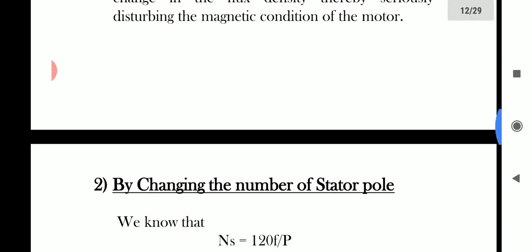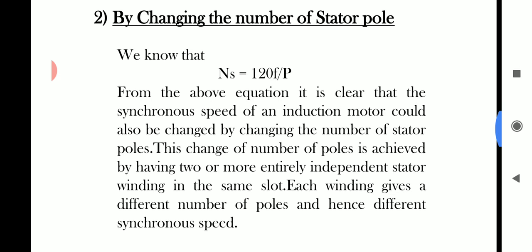Now we will see the second one, by changing the number of stator poles. All of you know the formula Ns = 120f/P. Before this we have already studied this formula, where Ns is the synchronous speed, f is the frequency and P is the number of poles. So from the above equation it is clear that the synchronous speed of induction motor can also be changed by changing the number of stator poles. The frequency f is fixed, the frequency of AC supply is 50 Hz, so that will be constant. So by changing the value of P you can vary the synchronous speed.